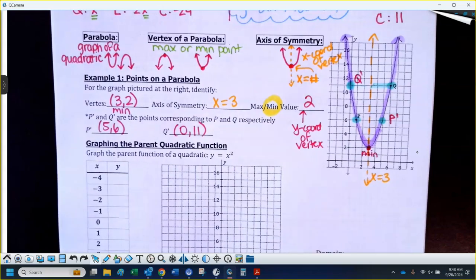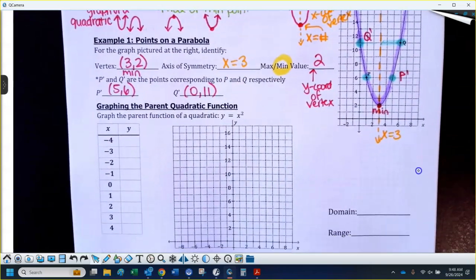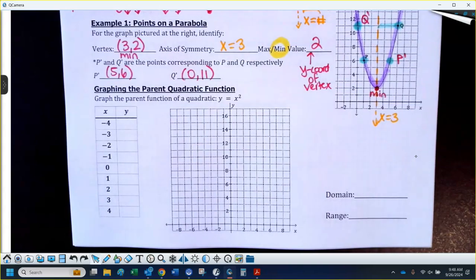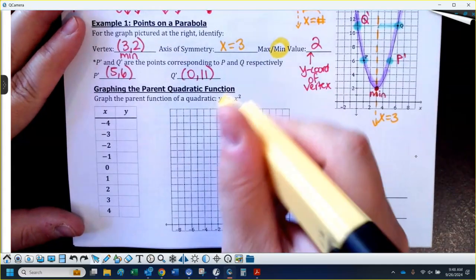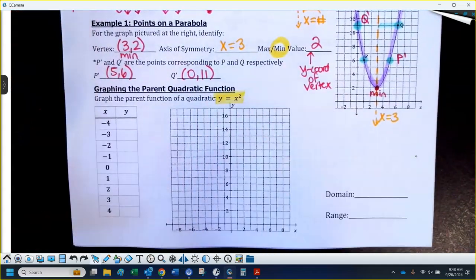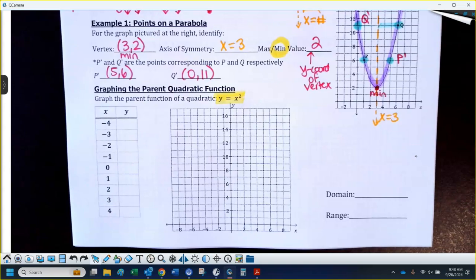Okay. Now, I'm going to have you graph by hand. This is the most basic version. We call this a parent function. It's just the most basic version of a lovely quadratic, which is just y equals x squared. There's no shifting, there's no stretching, shrinking, nothing. This is just the most basic version, just y equals x squared, no other numbers there.